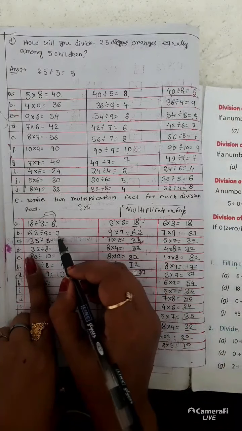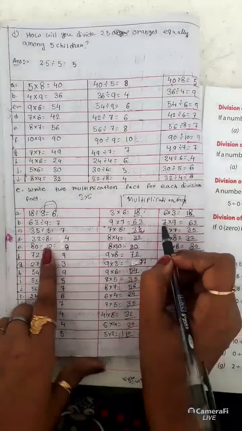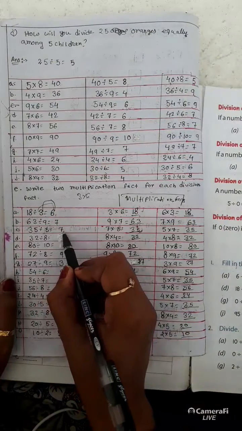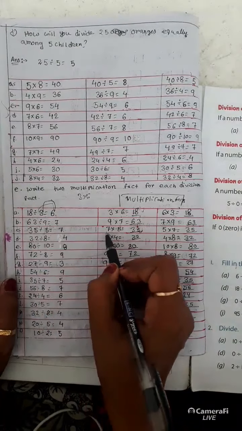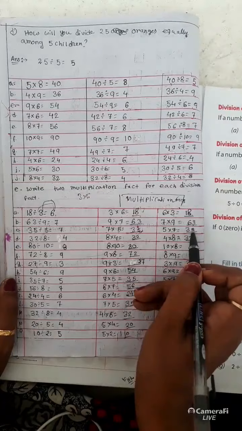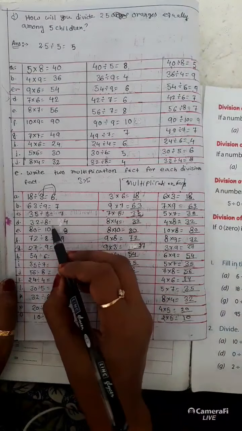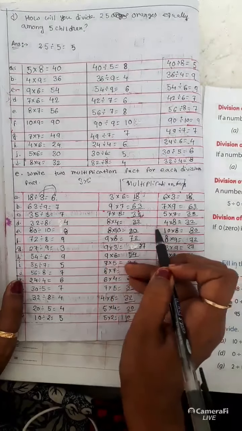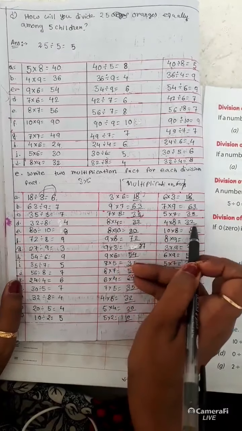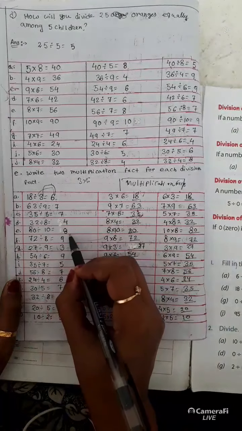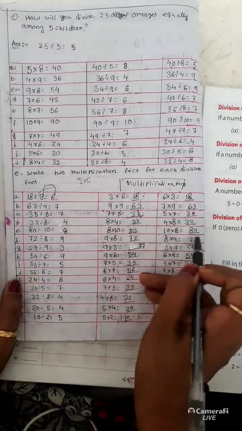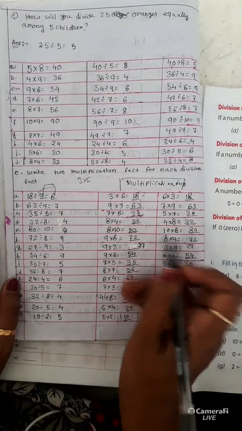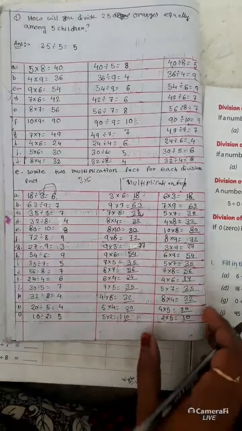63 divided by 9 is 7. So 9 into 7 is 63 and simultaneously 7 into 9 is 63. 35 divided by 5 is 7. So 7 into 5 is 35 and 5 into 7 is as well 35. 32 divided by 8 is 4. So 4 into 8 is 32 and 8 into 4 is 32. 80 divided by 10 is 8. So 8 into 10 is 80. 10 into 8 is 80. 72 divided by 8 is 9. So 9 8s is 72. 8 9s is 72. Like the same way we need to do these things.